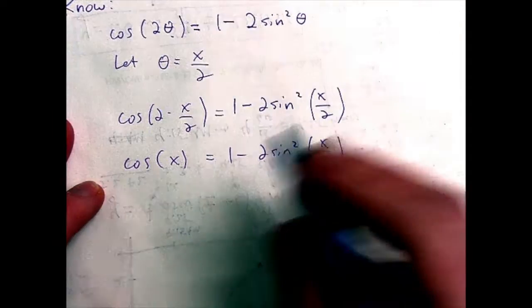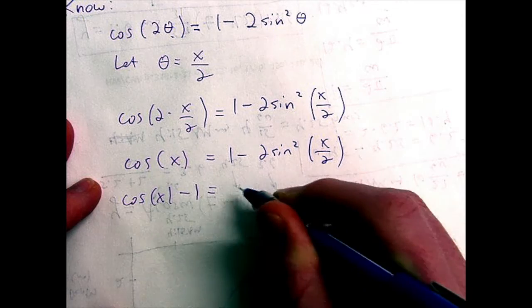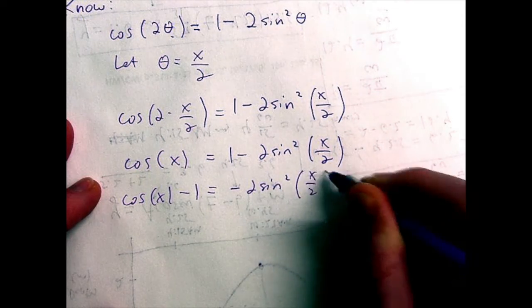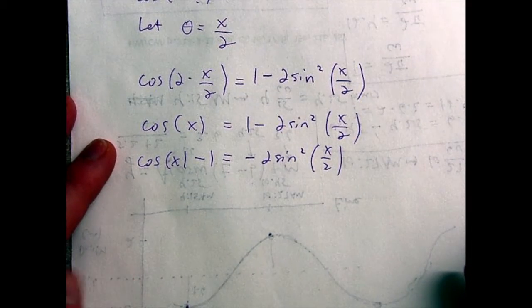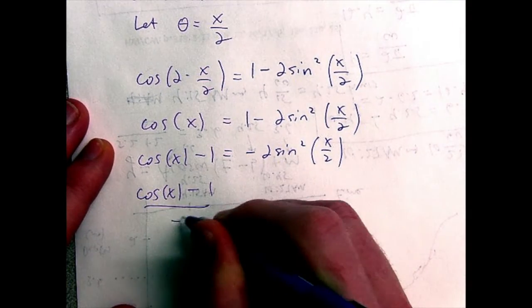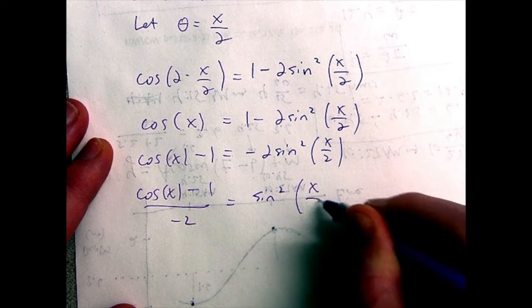Well, start by subtracting 1. So I have cosine of x minus 1 equals negative 2 sine squared x over 2. Then we need to divide by negative 2. So that's cosine of x minus 1 over negative 2 is equal to sine squared of x over 2.